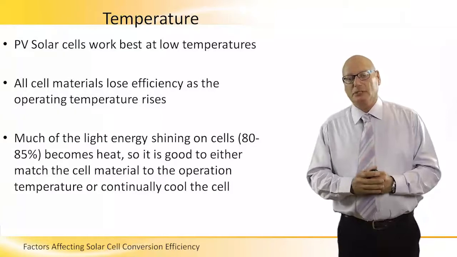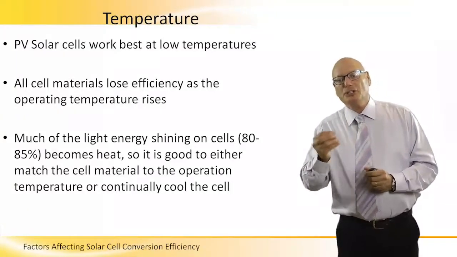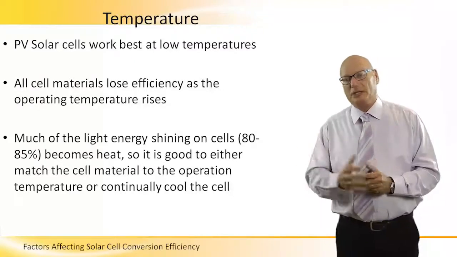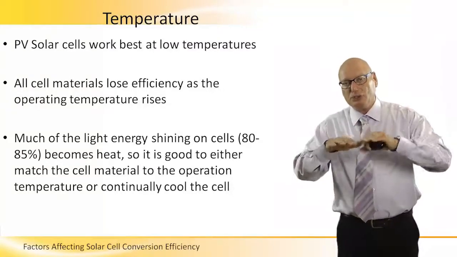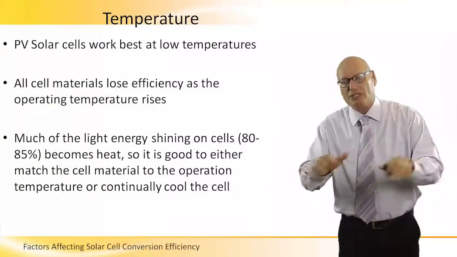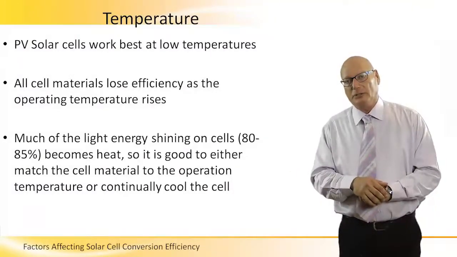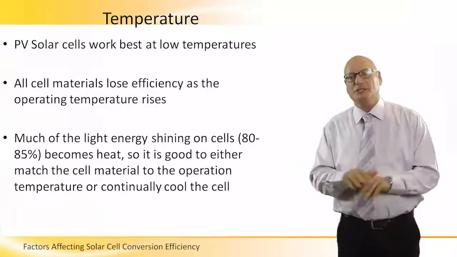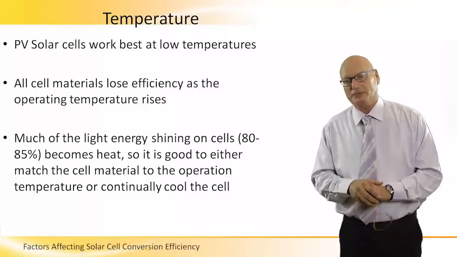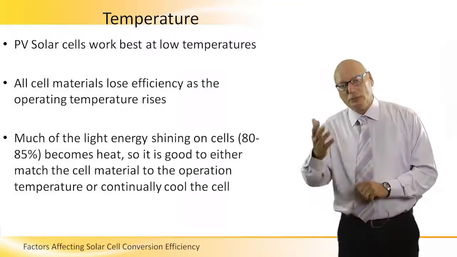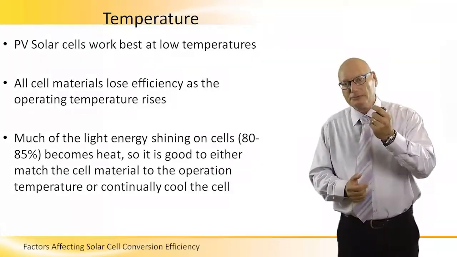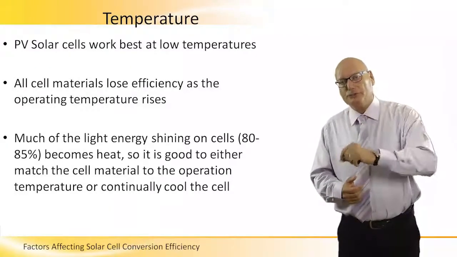not electricity. So it is good to either match the cell material to the operational temperature or continually cool the cell. I have to make sure that the temperature of the cell will be ambient, as close as possible to 20 degrees C, 25 degrees C. This is where I want the cell temperature to stay. In a minute we'll see some examples. What is the effect of temperature on the loss of efficiency?